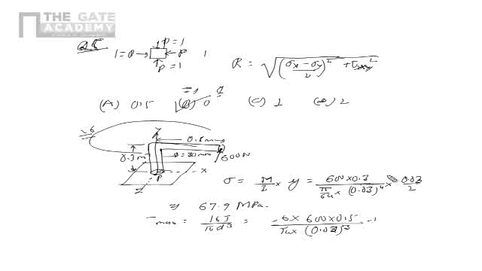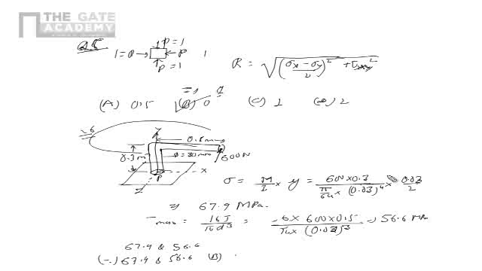So if you do this calculation, you will get around 56.6 MPa. So the pair, the normal and shear stress maximum values will be nothing but 67.9 and 56.6. Now let's see the options. First option is 67.9 and 56.6.